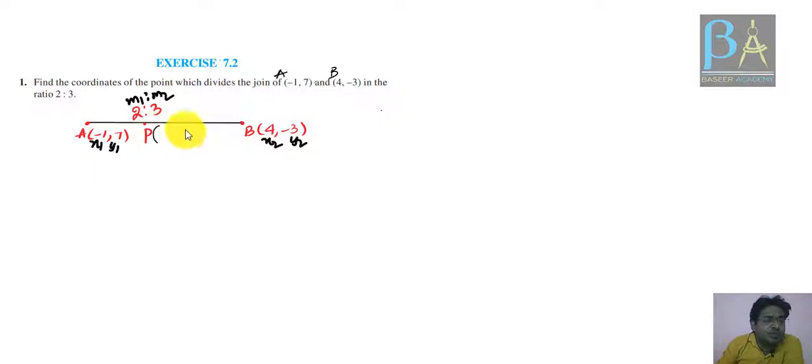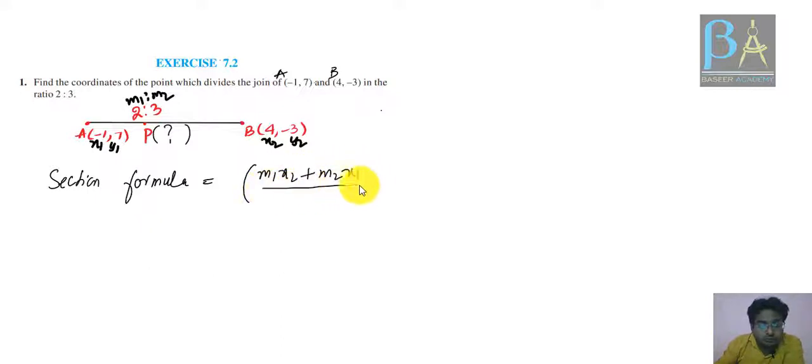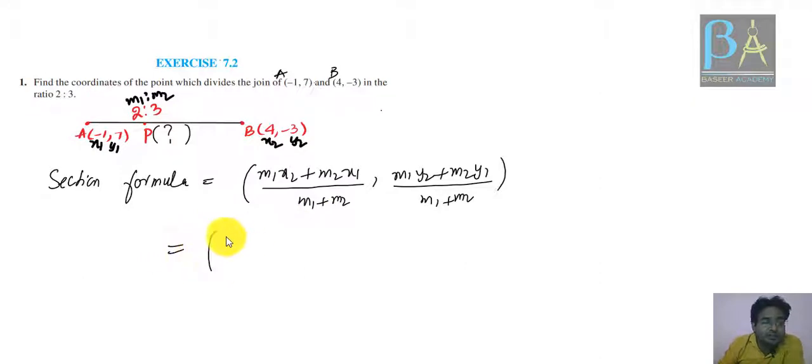Now what do you need to do to find out the coordinates of the point P, which is dividing the line segment AB in the ratio 2:3? You just need to use the section formula. Let us use the section formula and then substitute the values. Let me first write the section formula for you. Now let me substitute the values.